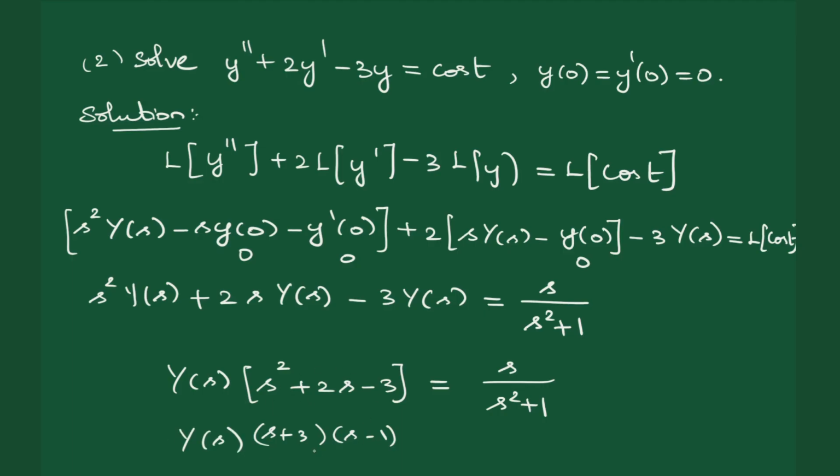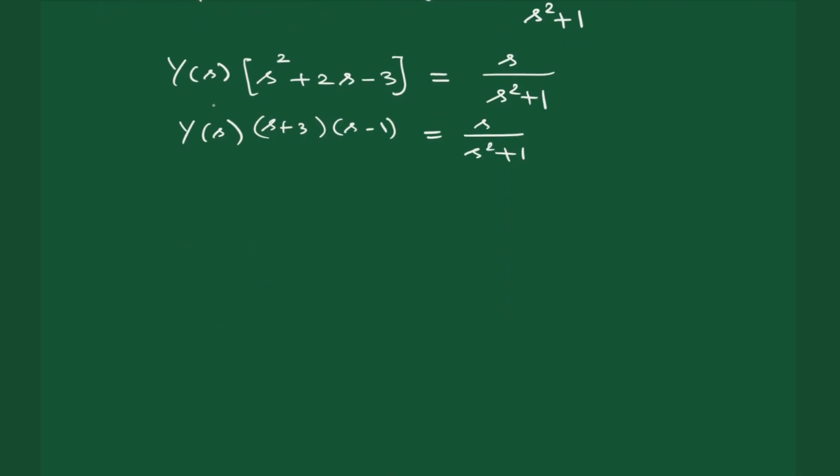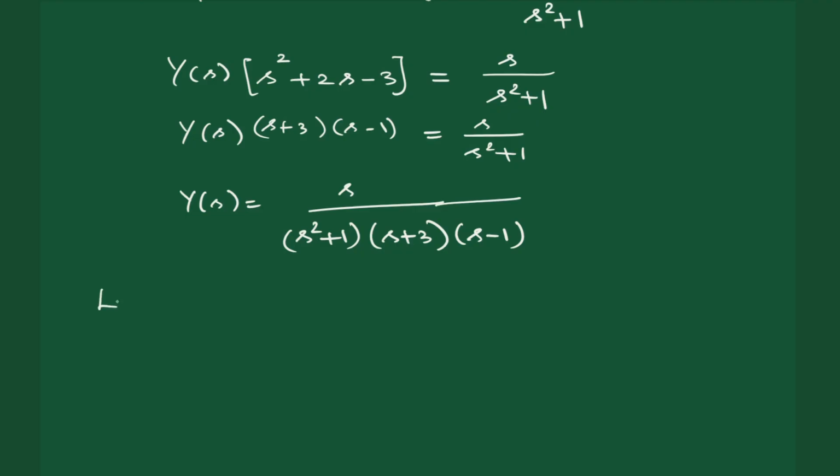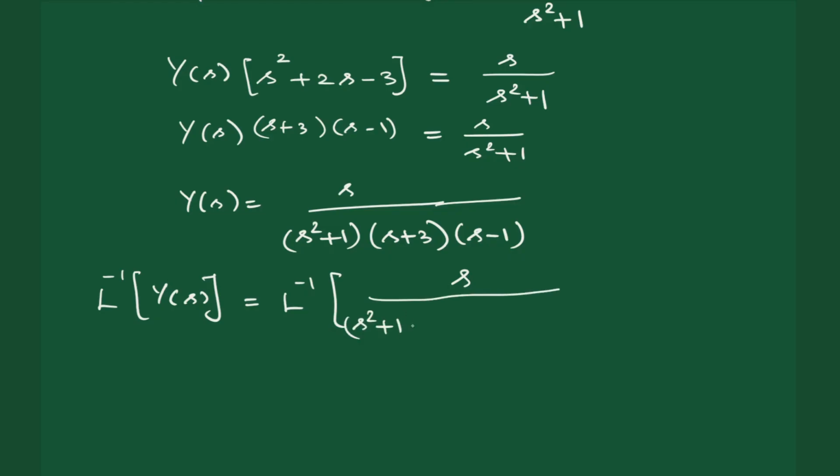So we can write it as Y of s into this is equal to s by s square plus 1. Now we have to take Y of s separately. So Y of s becomes s by, already s square plus 1 is here, apart from that, s plus 3 and then s minus 1. So now the next step is we have to take inverse Laplace transform. So L inverse of s by (s square plus 1)(s plus 3)(s minus 1). Clear?